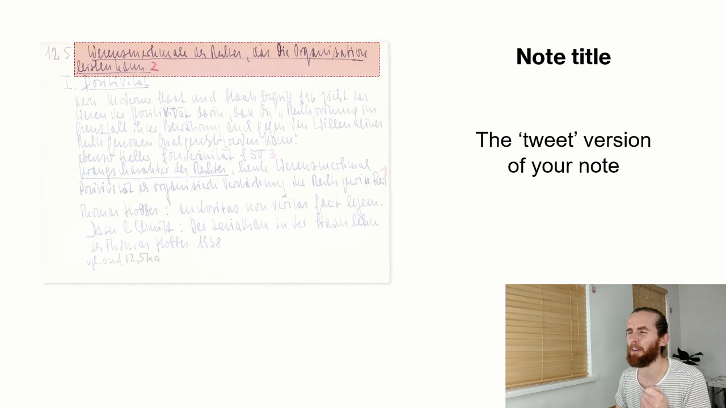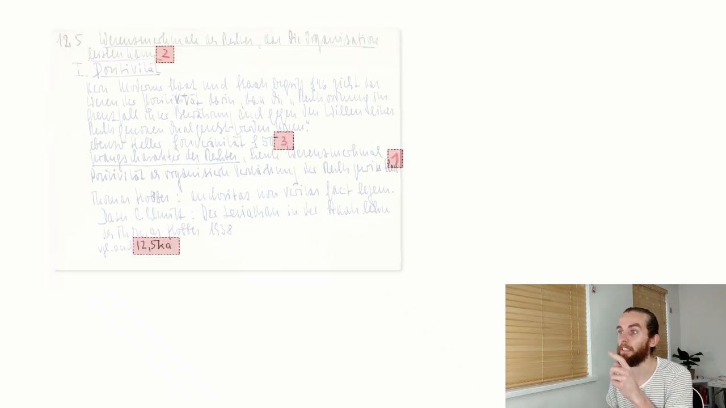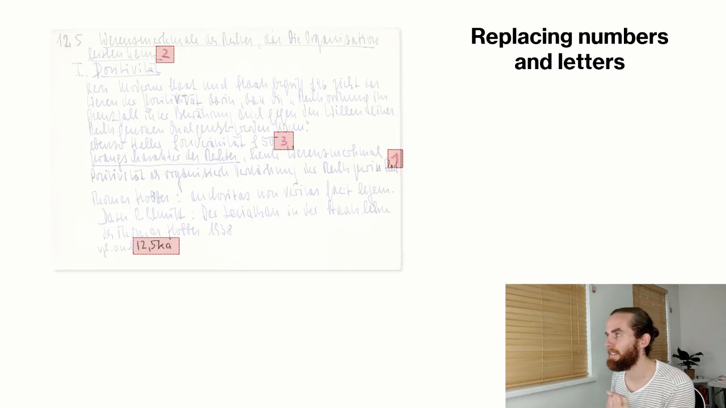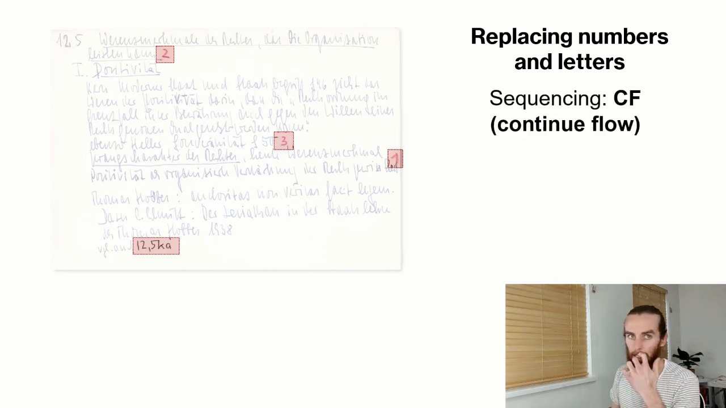And another benefit of that is it really makes you distill that down and actually think about what is the key message here. The second element were these different numbers and letters, as we saw. So that was the sequencing that we looked at and the branching. So in order to replace numbers and letters, I've used a different nomenclature. Sequencing, I will use CF, which is continue flow.